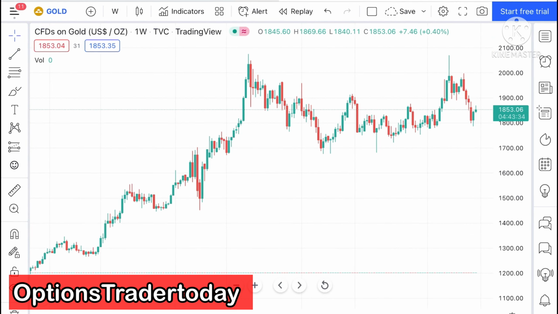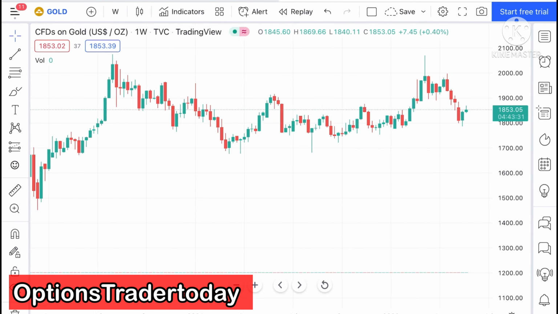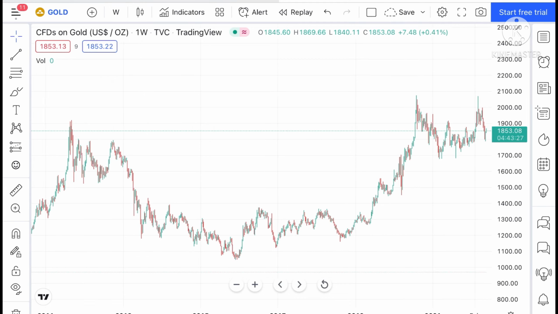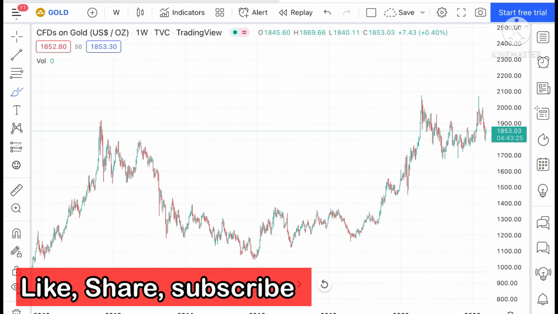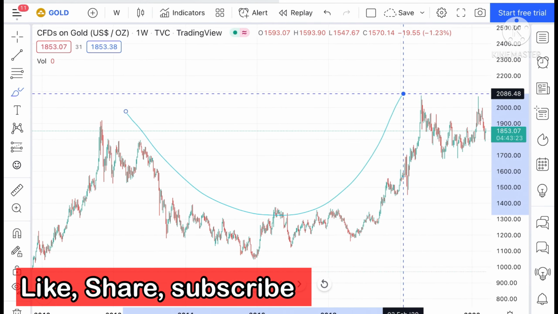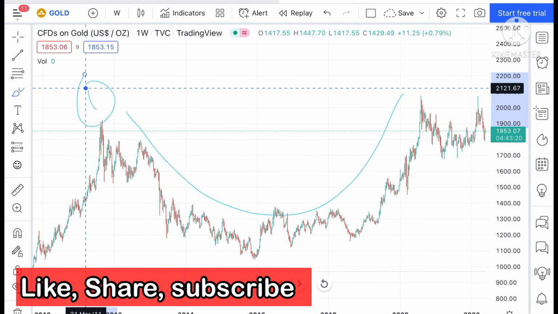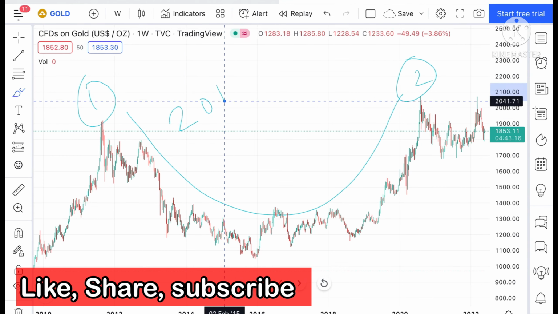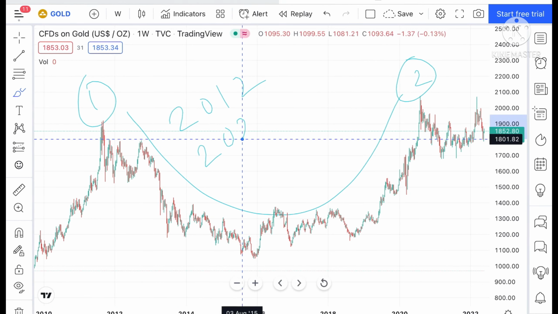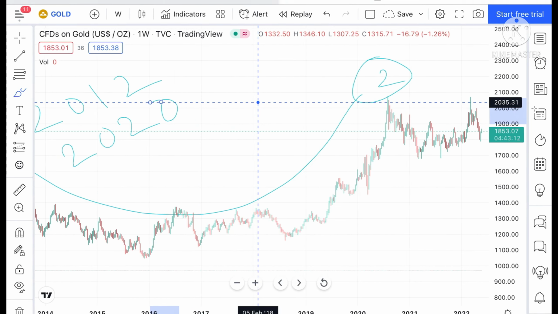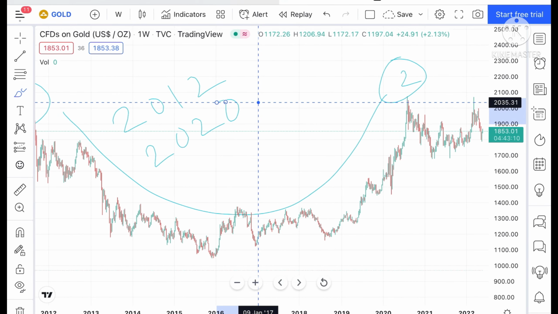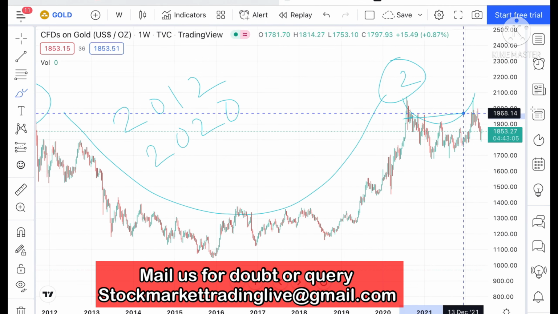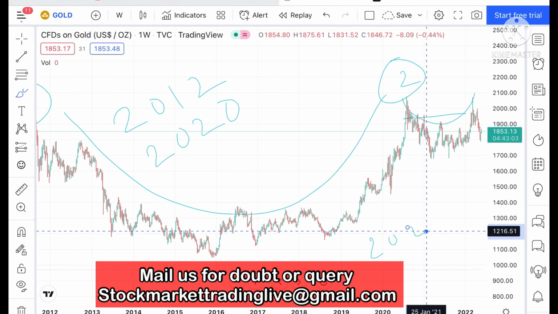So today in this video I will tell you how the price of gold has moved in the last week and how the price of gold can move in the next week. If you look at the chart of gold, you can see that there is a pattern forming. This is the first pattern and this is the second pattern. This pattern is from 2020, and if you look at this particular pattern, it is the same pattern here, a U pattern. And this is from 2020 to 2022.